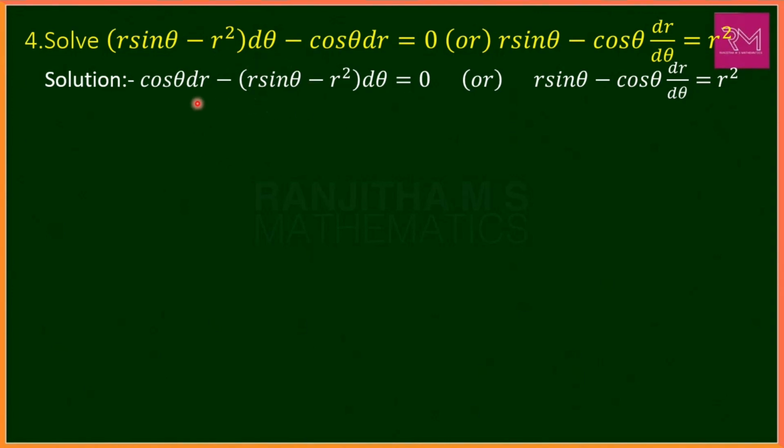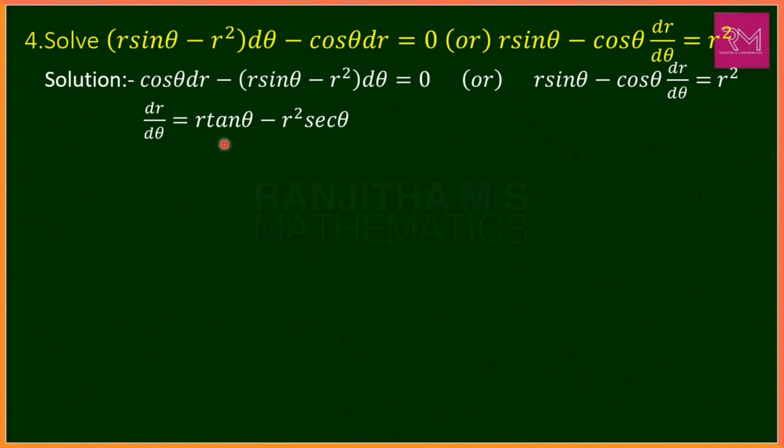Now in the given problem, divide throughout the equation by d theta and take this value to the right hand side. We get cos theta into dr by d theta, which is equal to r sin theta minus r square. Again we have to divide throughout the equation by cos theta. We get dr by d theta, which is equal to r into sin theta by cos theta, that is tan theta. Here minus into minus is plus. If we take this value to the right hand side, that becomes minus itself. Therefore, we get minus r square into, if we divide throughout by cos theta, we get 1 by cos theta. We know that 1 by cos theta value is secant theta.